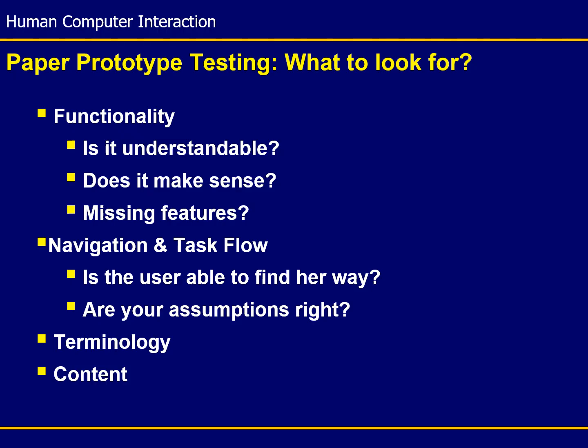We could also test navigation and task flow, which means, is the user able to find her way in the interface, or is he lost? Okay. Were your assumptions right about the task analysis and the task design? Okay. Are you missing a step? This is one important point in the development of a system where you uncover missing steps. Okay. So if you've missed it, even after applying the heuristics we discussed last time, you can get it from the paper prototype.